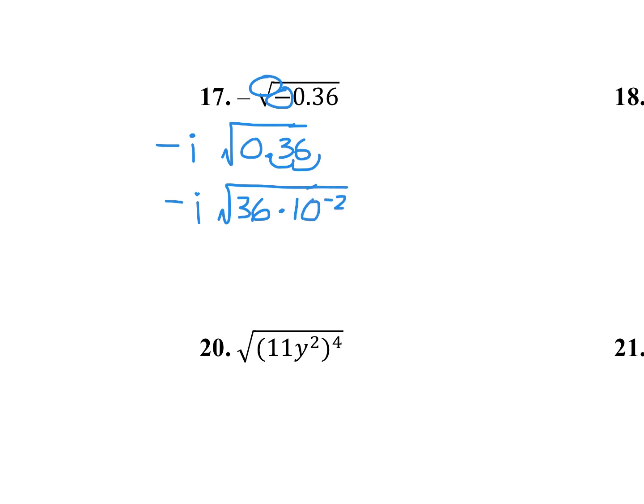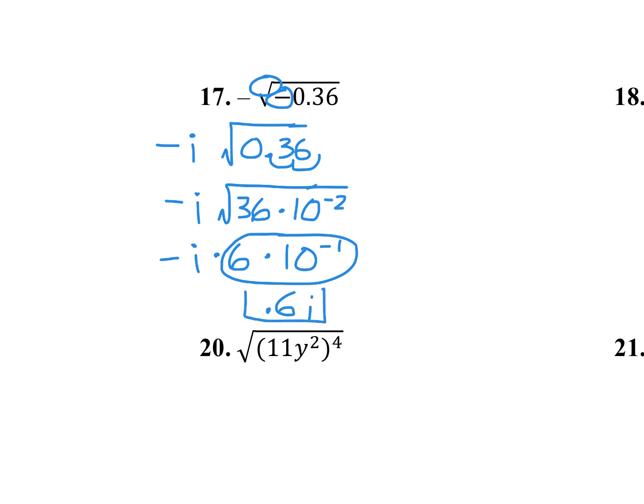That is 36 times 10 to the negative 2. And so now I take the square root of each part. Square root of 36 is 6. Square root of 10 to the negative 2 is 10 to the negative 1. And now I just multiply all that together. When you multiply these together, you get 0.6. So the answer is 0.6i.